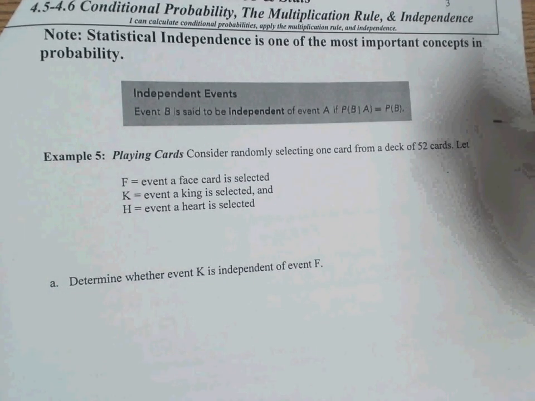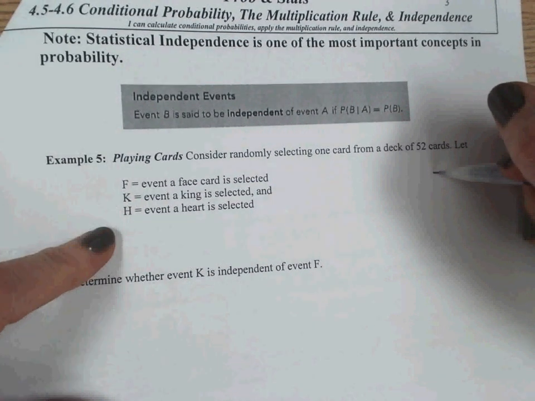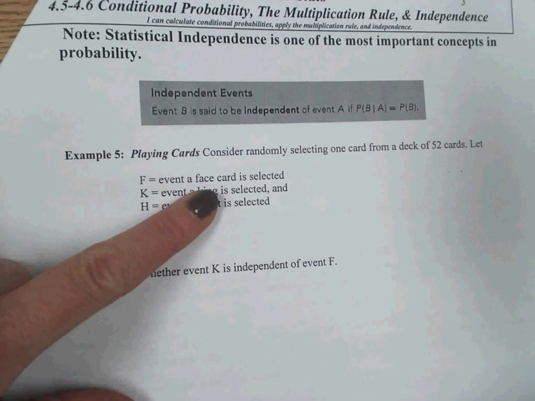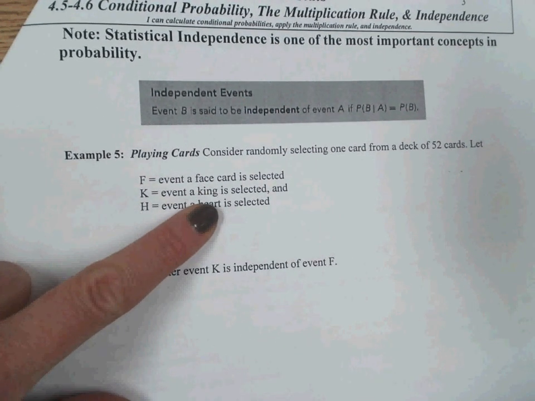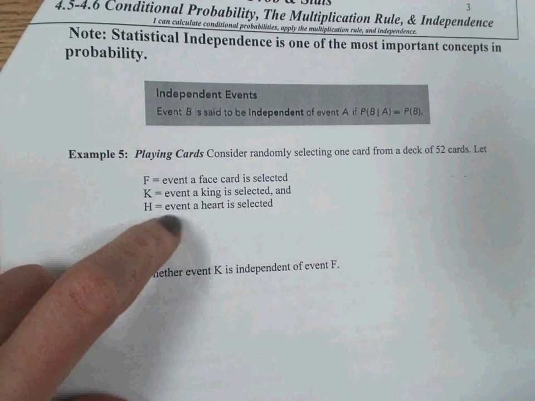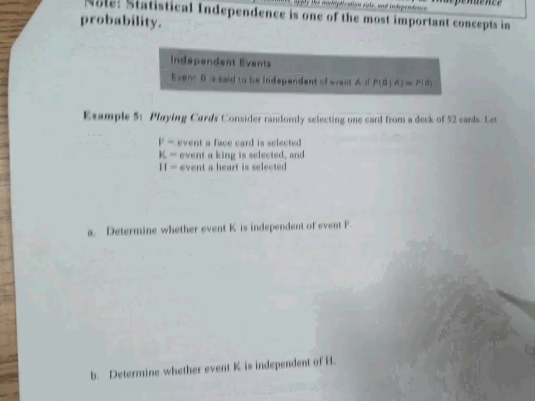Let's take a look using playing cards. Consider randomly selecting one card from a deck of 52 cards. We're going to let each of these events be defined. F would be the event that you get a face card. K would be selecting a king, so F for face, K for king. H being the event of selecting a heart. Determine whether event K is independent of F. That's our first question.